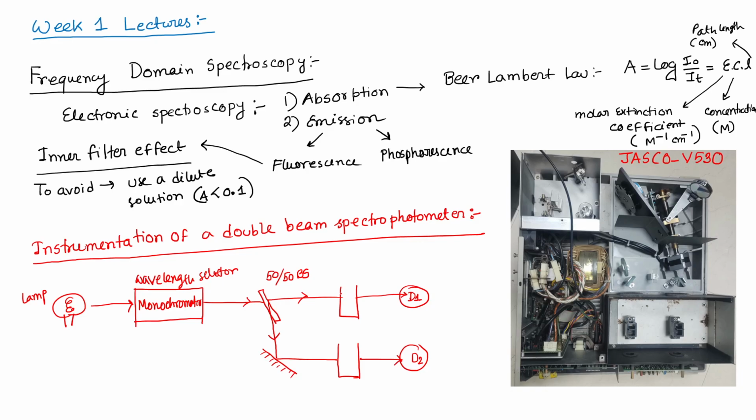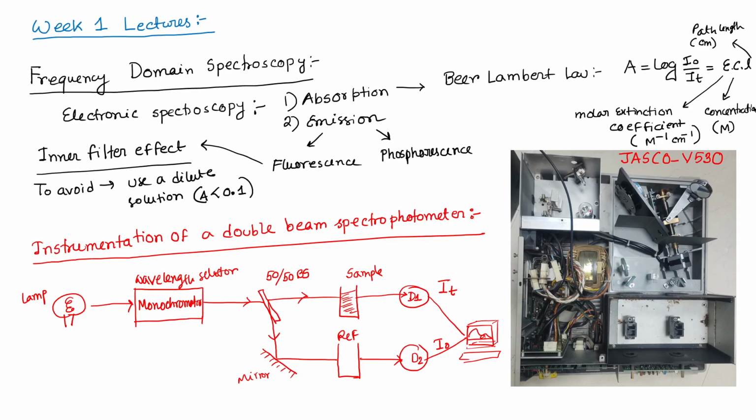So here will be your sample, and this is a mirror, and this is your reference. Here your IT will be measured, and here your I0 will be measured, and then it will be fed to a computer, suppose, and you will get the spectra from here. The spectra will look something like this, right? So here let me show you how this works.